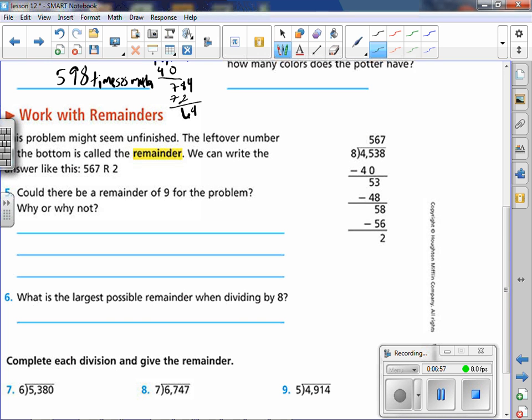Okay, let's take a look at this next one. This problem might seem unfinished. The leftover number at the bottom is called the remainder. You can write the remainder like this: 567 remainder 2. Could there be a remainder of 9 for this problem? No, because 9 is greater than 8, and that means 8 would still go into it.